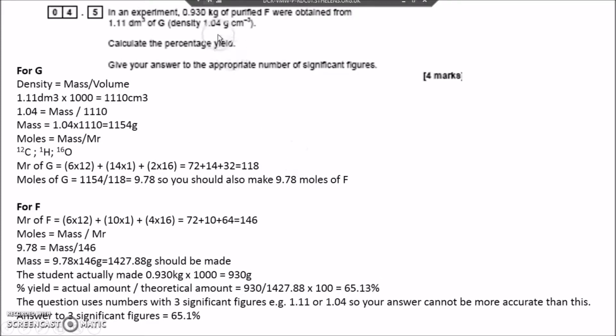Let's have a look at how many significant figures. I've got 3 significant figures there, 3 significant figures there. I've got 3 significant figures here. I need 3 significant figures. So let's go for 65.1%.